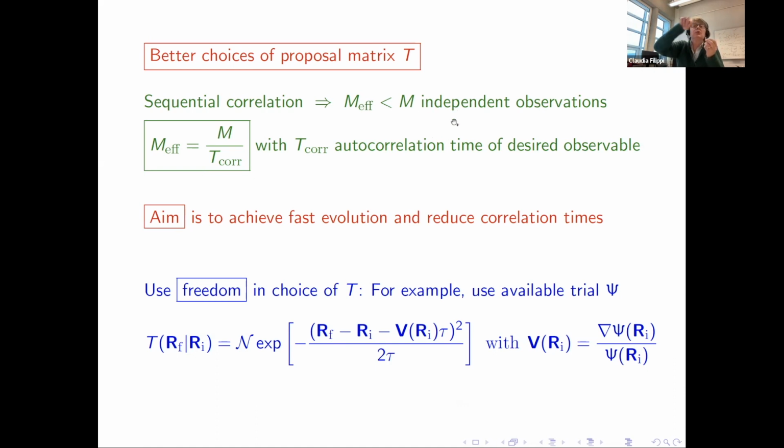It may take you a bit of time to get out of a certain region, okay? And we call, it's not quite a precise definition, but we can define the autocorrelation time for a given observable, like how long it takes to actually decorrelate. Your effective number of independent samples will be the total number of samples divided by this correlation time. And of course, you want to move in space as fast as possible, and you would like to reduce the correlation time.